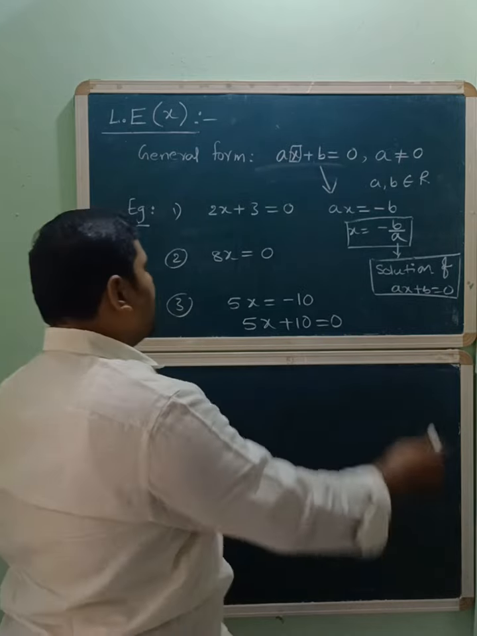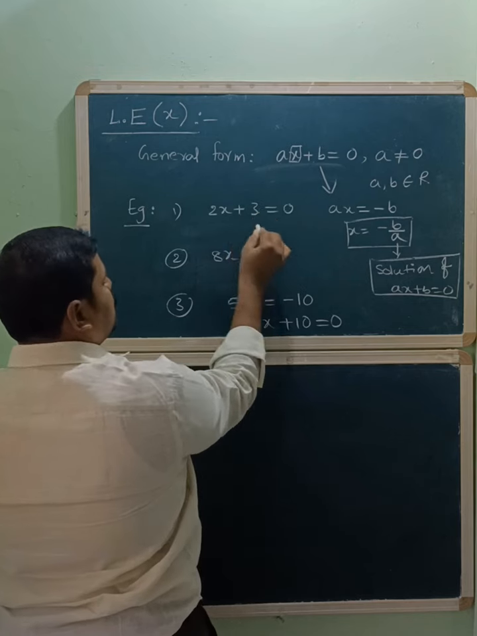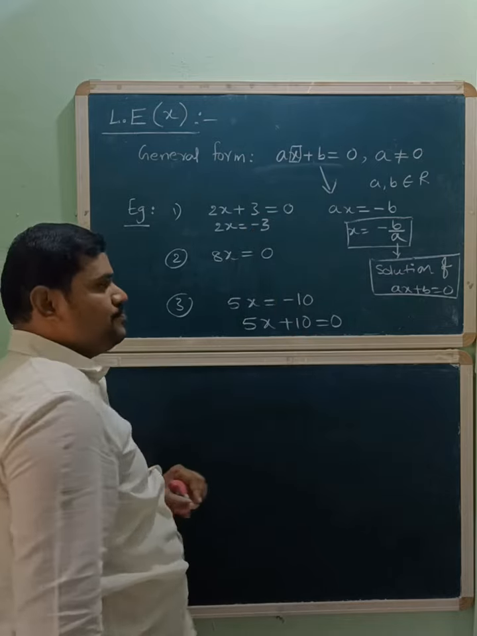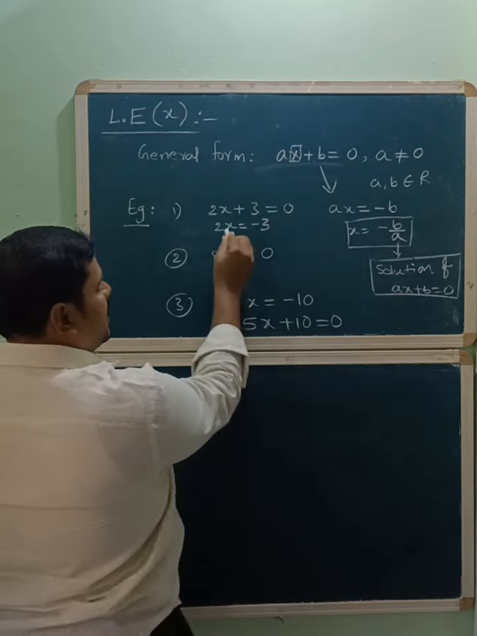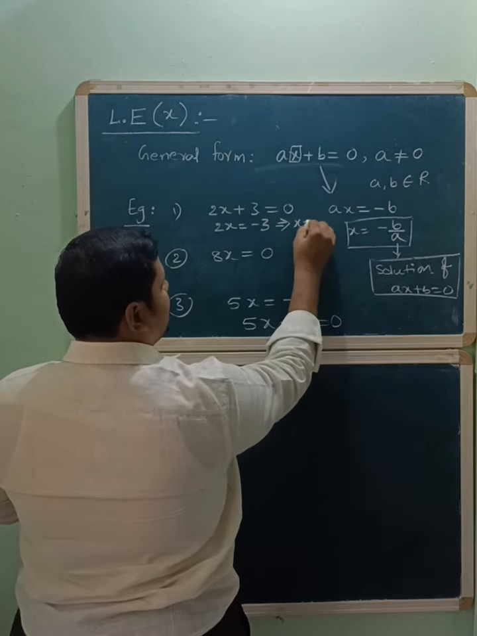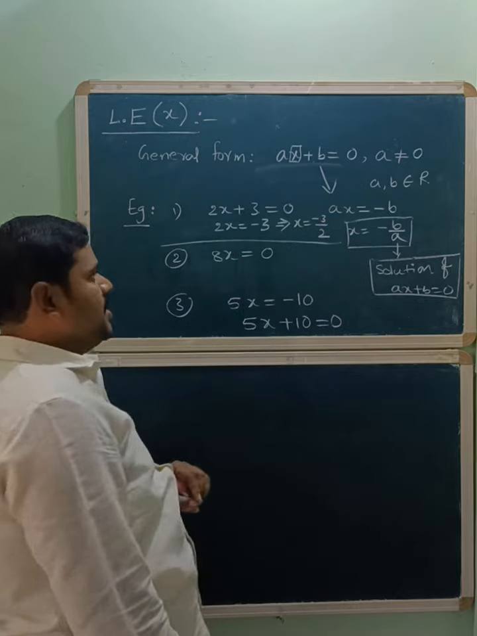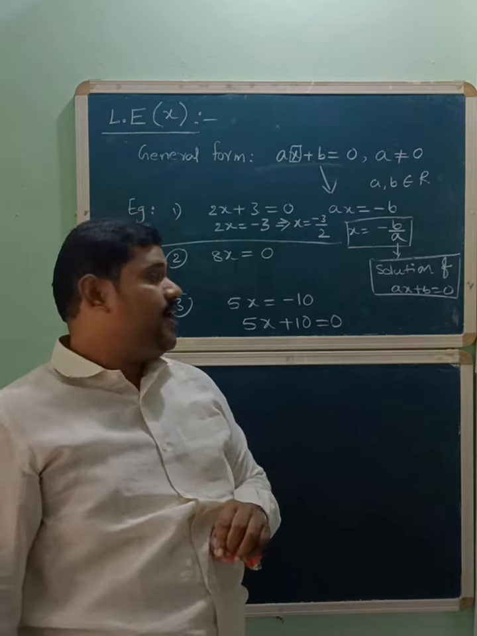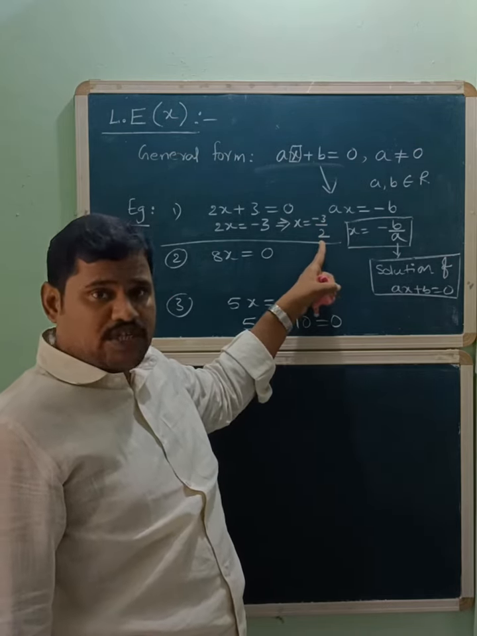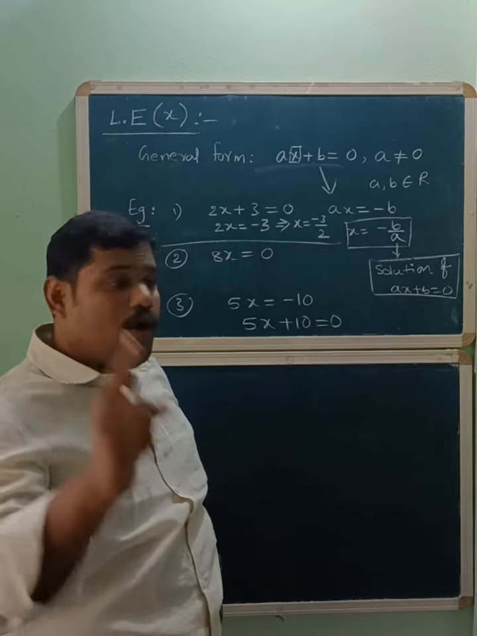In a similar way, you can find the solution of the first example. So 2x plus 3 is equal to 0. Then 2x is equal to minus 3, which implies x is equal to minus 3 by 2. That is the first example, and here minus 3 by 2 is the solution. So how many solutions are here? Only one solution.